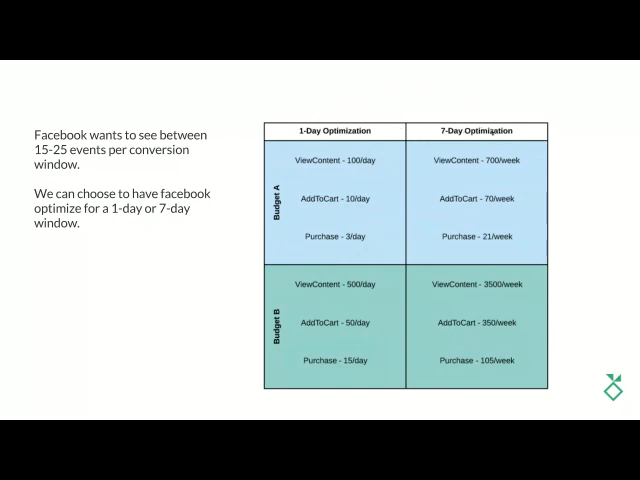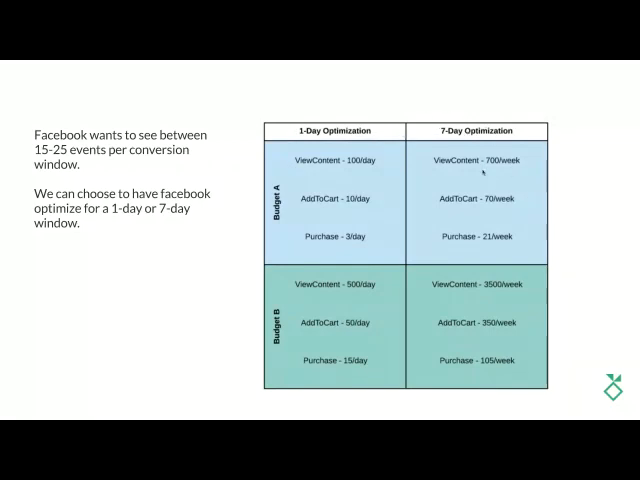Now, why would you want to change between those two things? Well, to try and meet this criteria. They want to see 15 to 25 events per conversion window. So if your ad spend is such that you are only getting a few view contents, that means a few people are looking at your site or your products a day, then you don't want to optimize on one-day optimization because you're not hitting 15 to 25. You would then want to move that back down to 7 day.